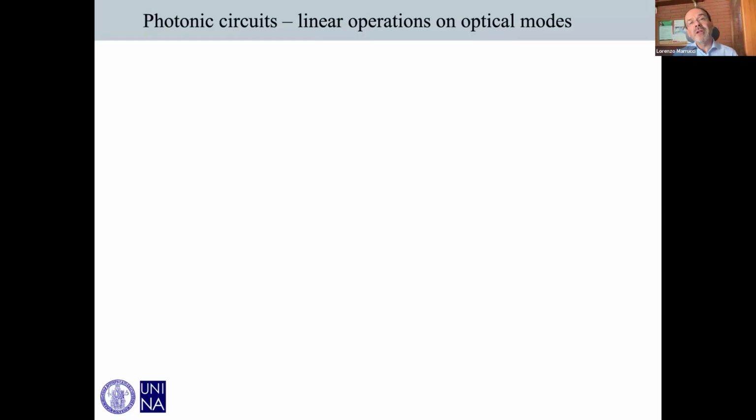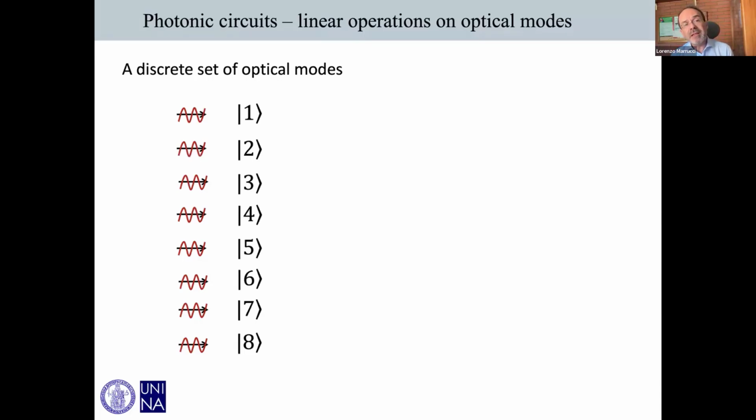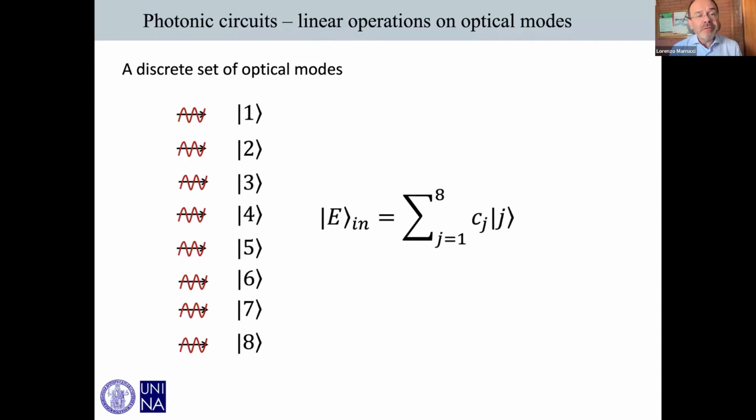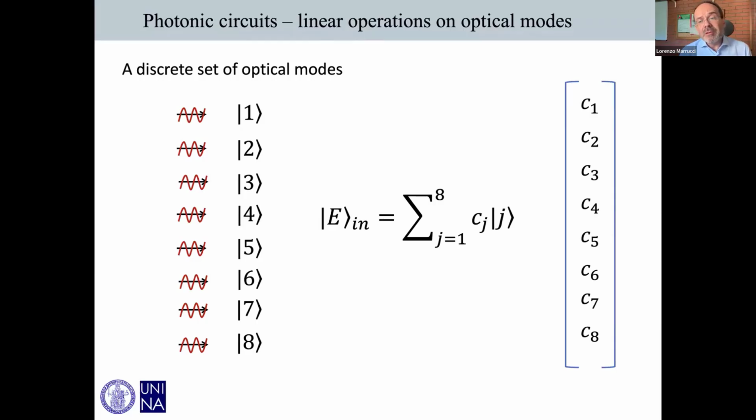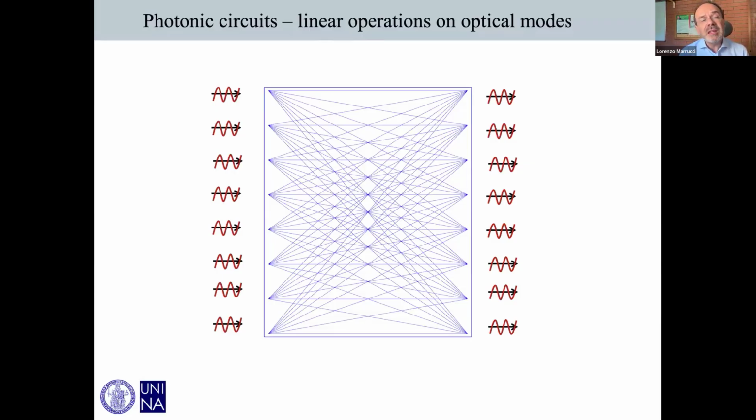What are photonic circuits? Photonic circuits are essentially linear operations on a set of optical modes. Suppose you have a discrete set of optical modes. Any kind of modes will do. I will discuss that in a moment. And then any optical field can be represented as a linear superposition in complex space of these optical modes. So you can represent it as a vector of components, and then a photonic circuit can be seen as a matrix of connection based on a set of linear operations that connects a set of input optical modes with a set of output optical modes.